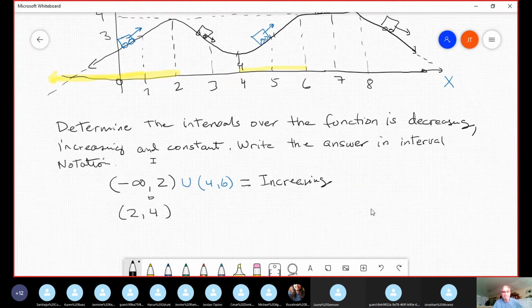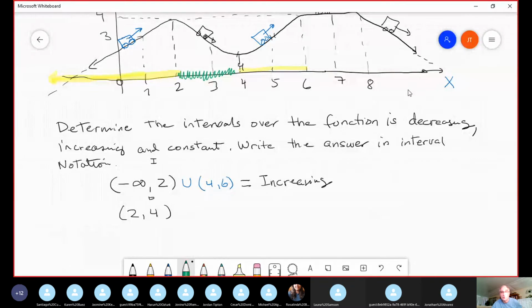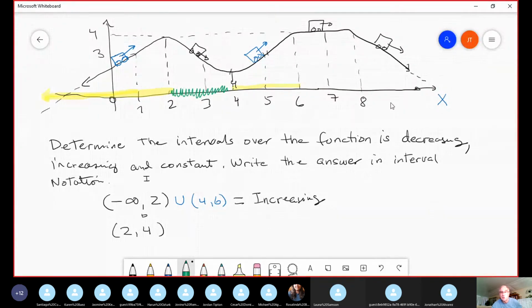And the other interval that is decreasing is from 2 to 4. Let me use blue color. Another interval that is decreasing is from 8 to positive infinity, because this arrow indicates that this curve continues forever like that. So, union 8 to infinity. This is the decreasing behavior.